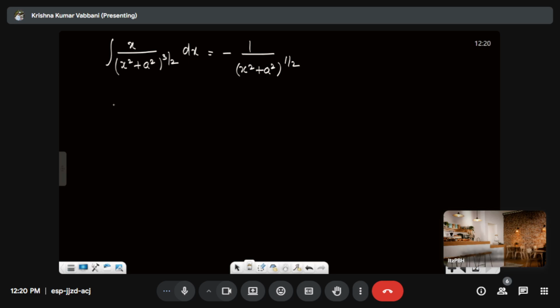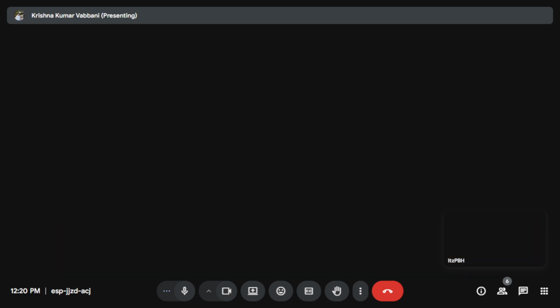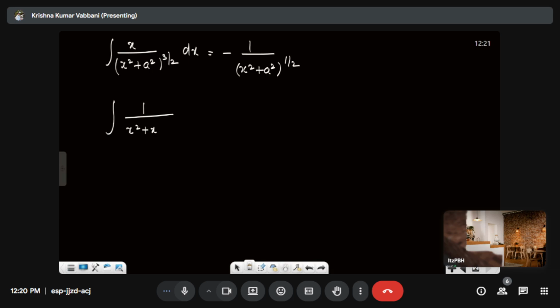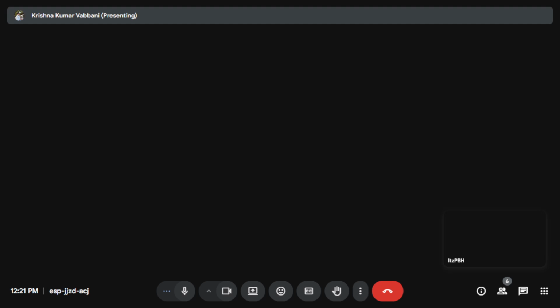The second equation I gave is where there is no x in the numerator. The integral of 1 over (x square plus a square) to the power 3 by 2 dx equals x divided by a square into (x square plus a square) to the power 1 by 2. These two applications are very important, guys. In electric fields we are going to solve the applications and these two formulas will come. How it will come, we will see today.